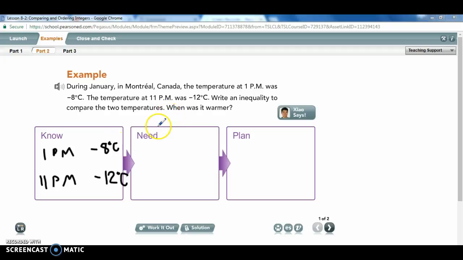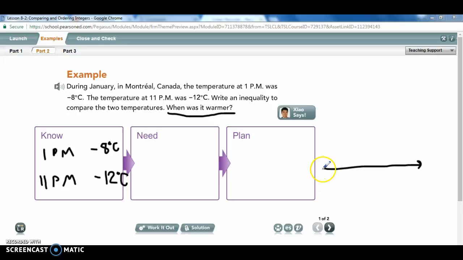My question, which is what I need to know, is when was it warmer? I won't take the time to write it in the box, but when was it warmer is what we need to know. And last but not least, our plan of action. What I could write in this box is draw a number line and see which one's greater, -8 degrees Celsius or -12 degrees Celsius. So if I write that out, then I can do it.